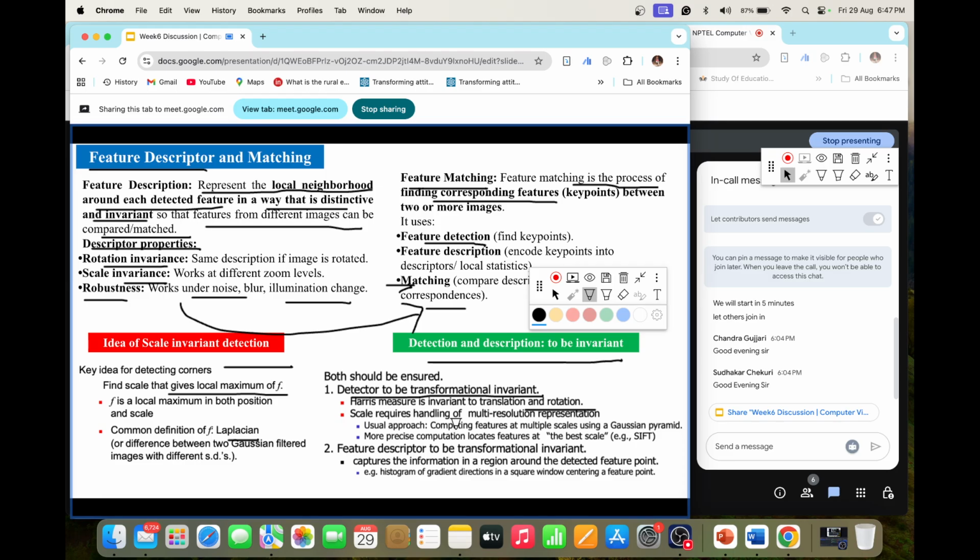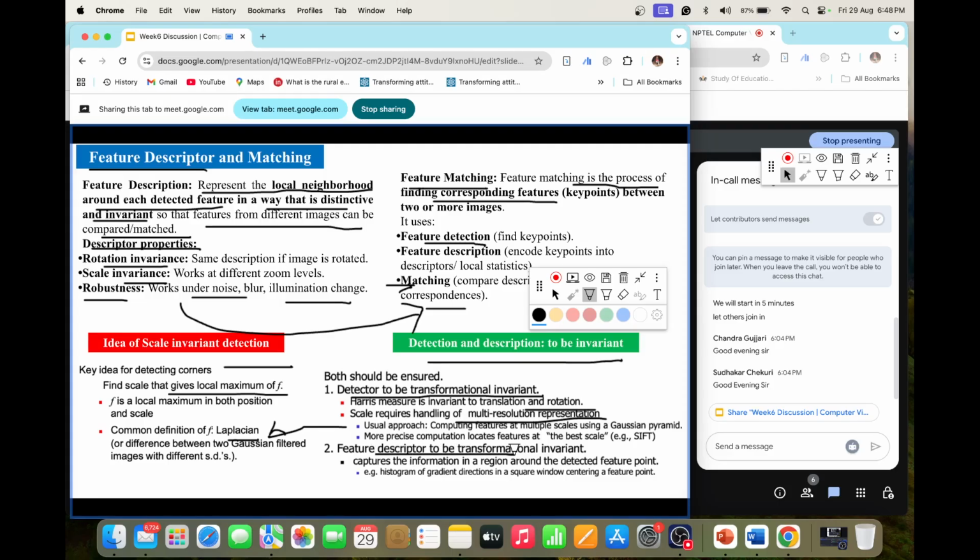Scale requires handling of a multi-resolution representation. That means if we zoom in and zoom out the image, the feature should be the same. We will discuss what we can do. We can do the scaling by this method, that is the Laplacian or the DoG, the difference of Gaussians.